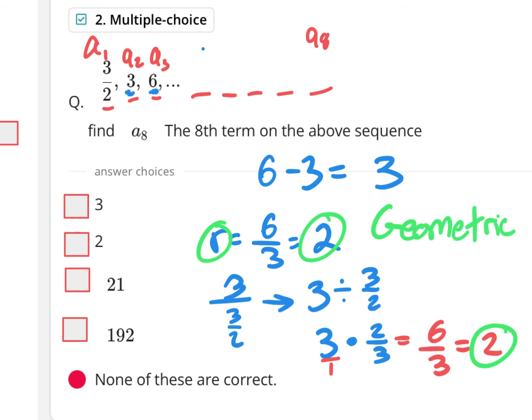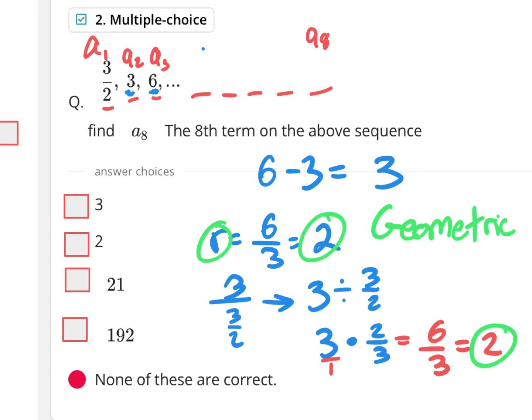Now, they didn't even ask us if it was arithmetic or geometric, but we need to determine that because we need to know how the numbers are changing from here to here to here, all the way to the 8th term, which is what we want. So we know that the common ratio is 2. Now, what does that actually mean? If I take 3 over 2 and multiply it by 2, the 2's will cancel and you'll just have a 3 left over. And then 3 times 2 gives you 6.